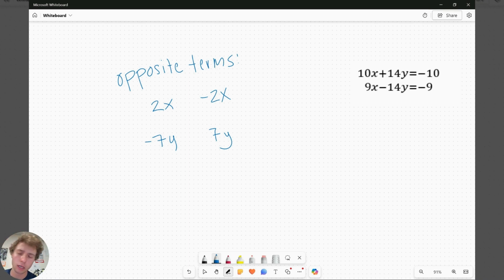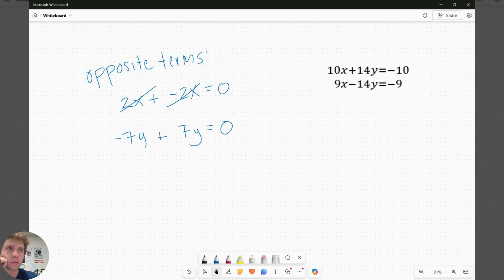Well, there's an interesting thing that happens with opposite terms. For example, if you add opposite terms, the same thing always happens. 2x plus negative 2x, they're like terms, so we can combine them. And when you do combine them, they end up canceling out and giving you 0. Same thing with negative 7y plus 7y. When you add opposite terms, they always cancel.